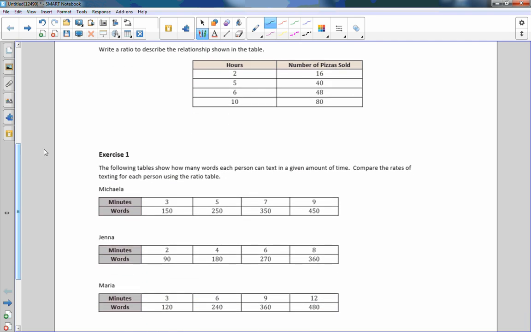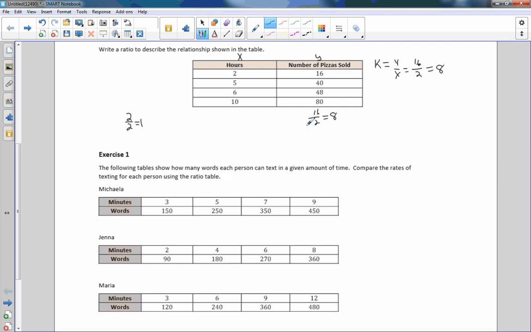Now it says write a ratio to describe the relationship shown in the table. So what I'm going to do is, remember that this is x, this is y, and our constant of proportionality is going to be y divided by x. So what we want to do is take 16, which is our y, divided by x. Y is 16, x is 2, 16 divided by 2 is 8. So the ratio we use to create this table, another way we could do this is divide 2 by 2 and get 1. So 2 divided by 2 equals 1, and 16 divided by 2 equals 8.